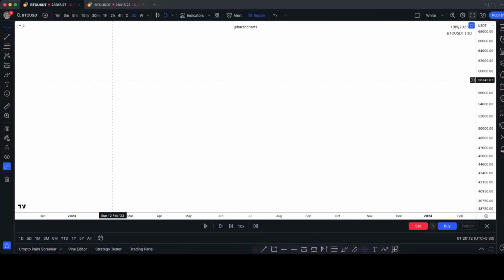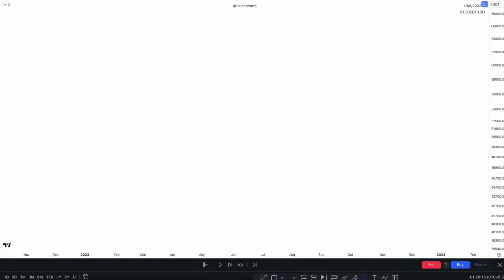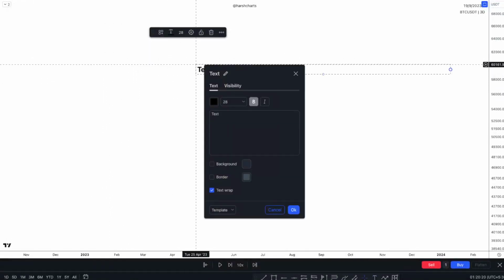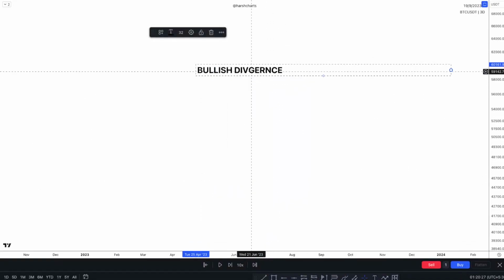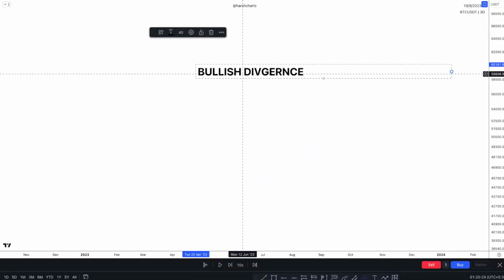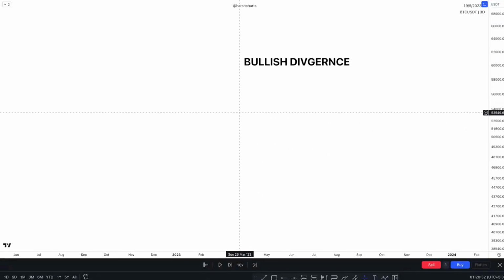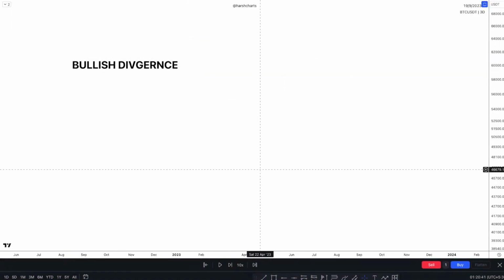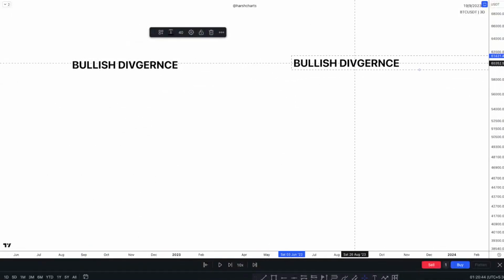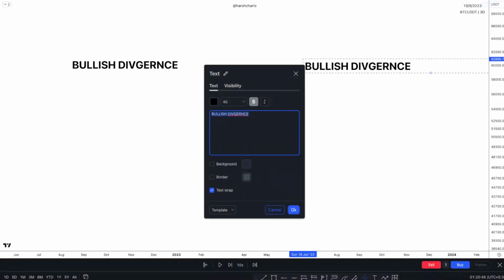Okay, now let's try to make it bigger. Now we understand what is bearish divergence. Now understand what is bullish divergence. So let's make it bigger. Okay, yeah, so we have bullish divergence here. Let's make it more clear. So this is bullish divergence, and let's make it bearish divergence.